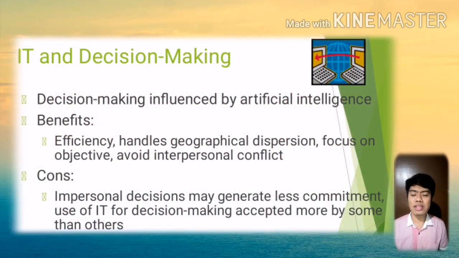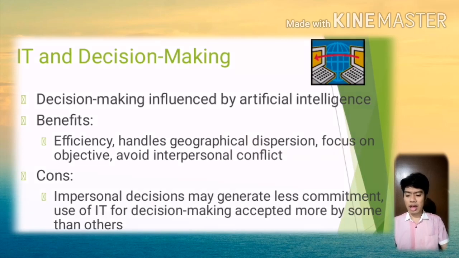We have also IT and decision making. Decision making influenced by artificial intelligence, for example, we have expert systems, fuzzy logic, neural networks, group decision software. And the benefits of this: efficiency, handles geographical dispersion, focus on objective, avoid interpersonal conflict. Well, of course, if there are benefits, there are cons. An impersonal decision may generate less commitment, and use of IT for decision making is accepted more by some than others.